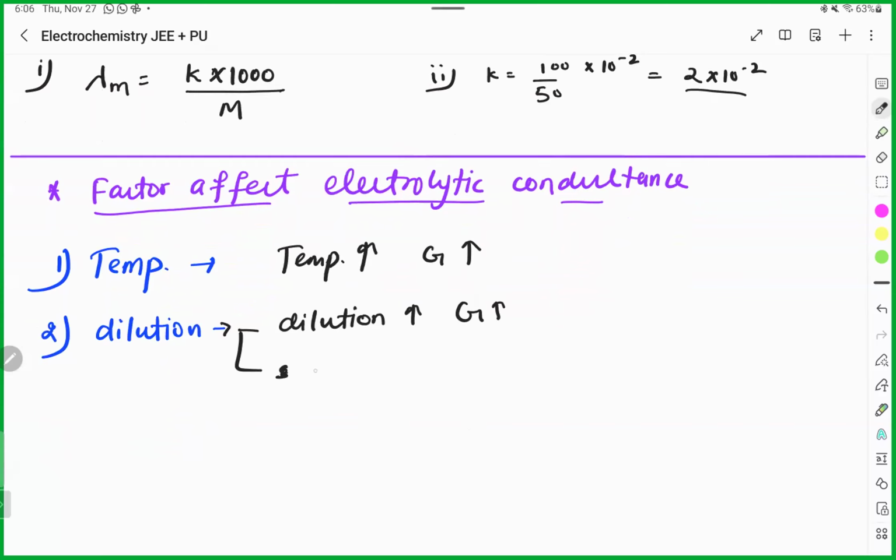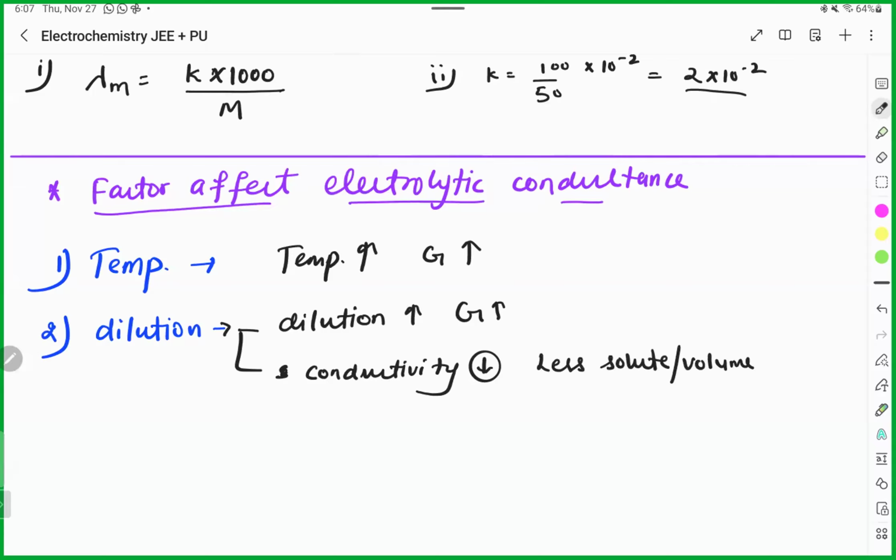Specific conductance means conductivity. What is the impact on the conductivity? Sir, it should increase, or decrease, because molarity is decreasing. Decrease? Why? When you increase volume, the number of molecules per unit volume will decrease. Sir, conductivity is kappa, right? Yes, conductivity is kappa. So conductivity will decrease. Why? Because there will be less solute per unit volume.